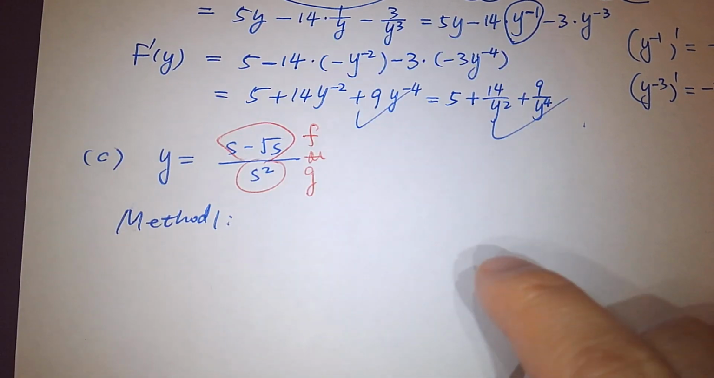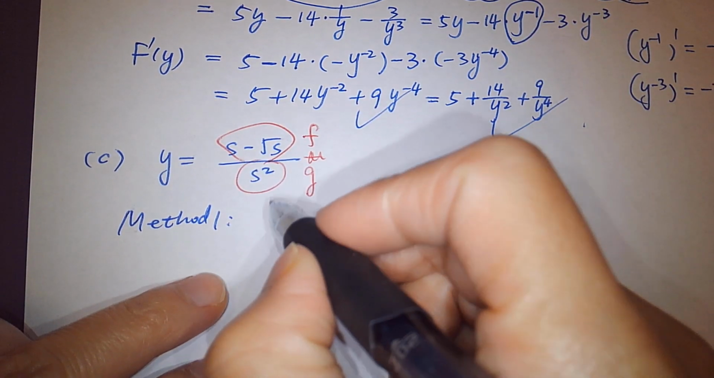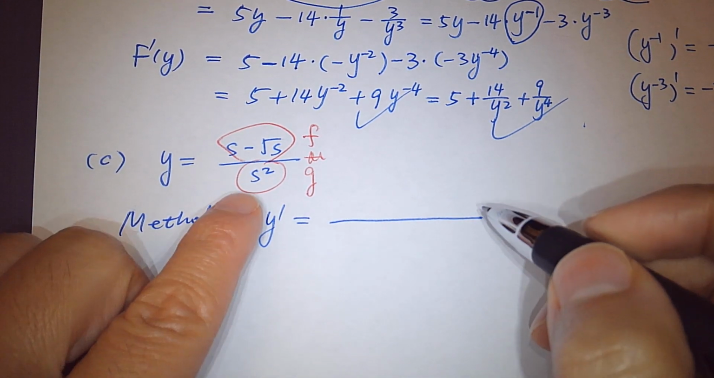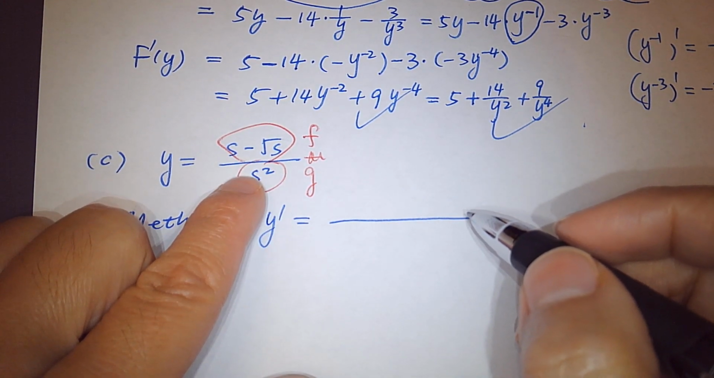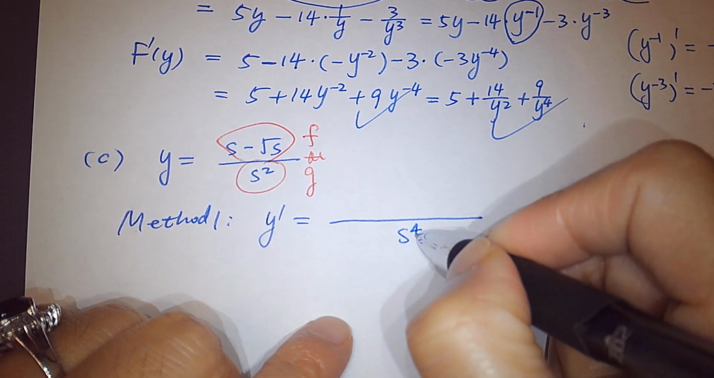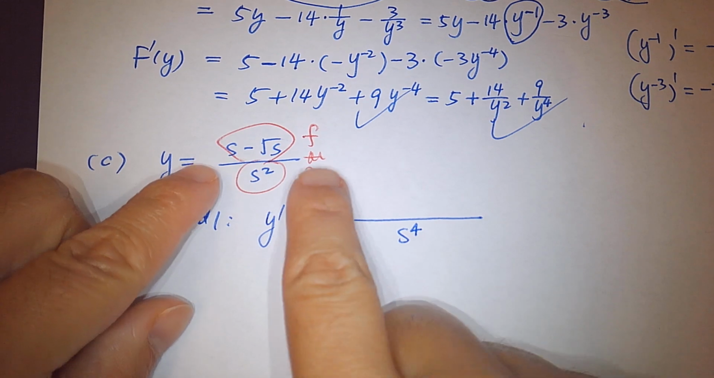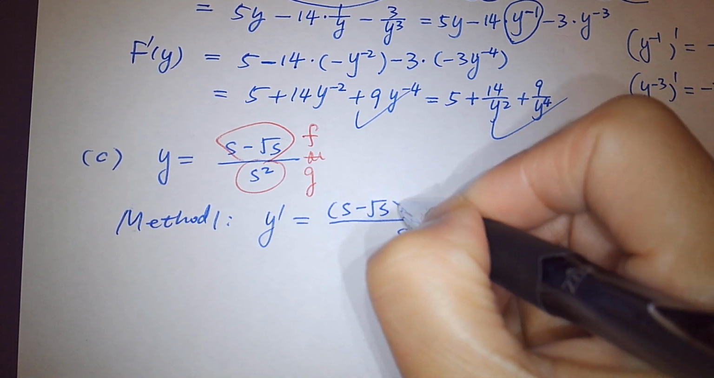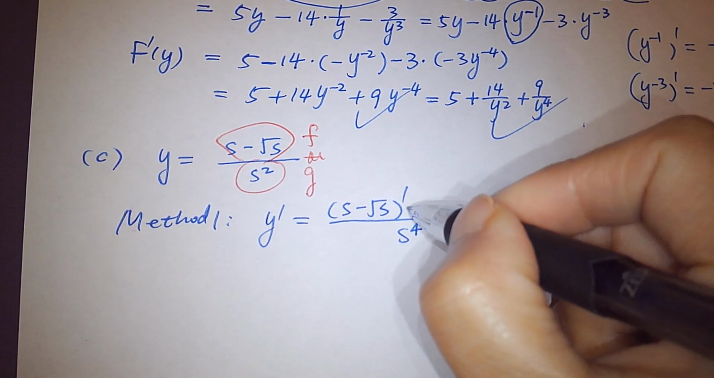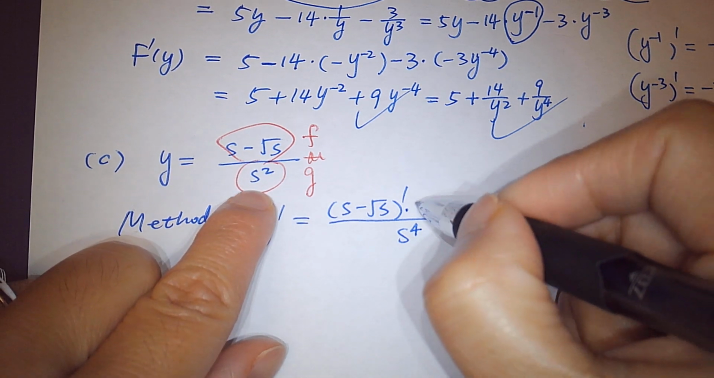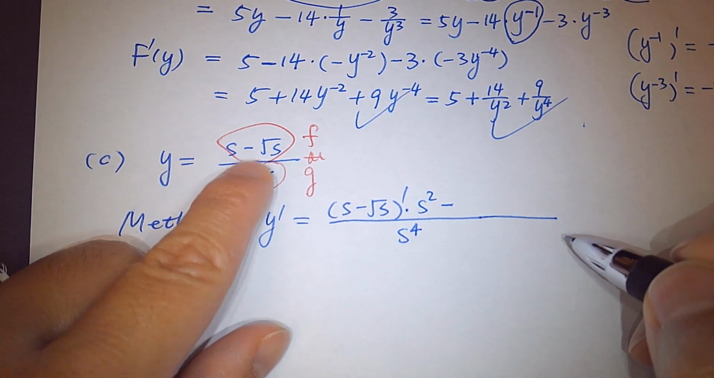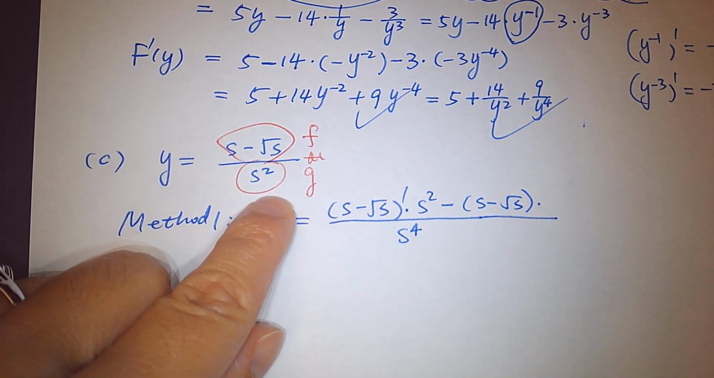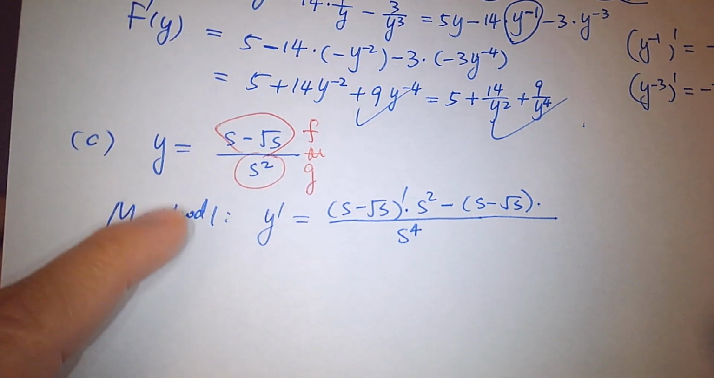Okay, so let's use this quotient rule to do the derivative. Differentiate y. So y prime equals, by the quotient rule, what? On the bottom we should have g squared, which is s squared squared, so s to the 4th power, right? Then we differentiate f, the derivative of s minus square root of s, multiplied by g, which is s squared, minus f times g prime. What is the derivative of s squared? 2s.